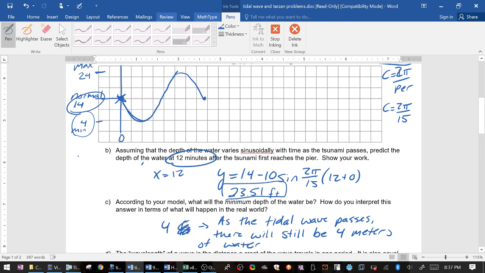Okay, so let's change this. That wasn't 4 feet, that was 4 meters. I'm going to change this above it too. It's 23.51 meters.